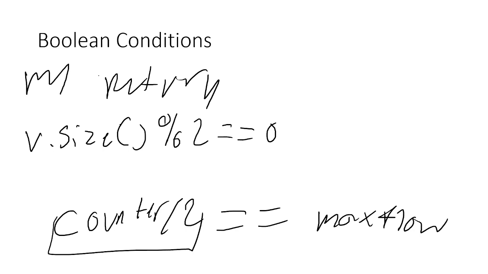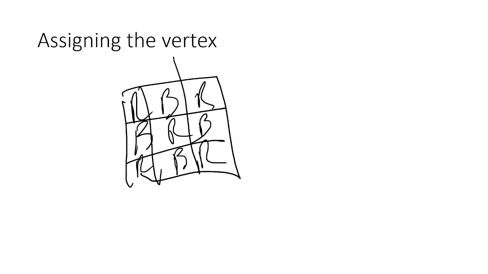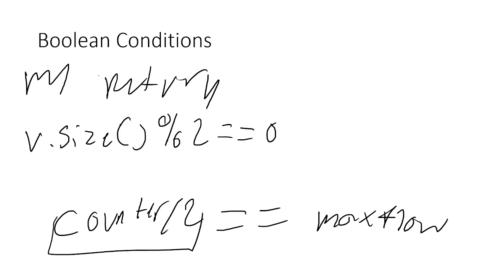If you guys have any issues with it, just tell me. But you understand the gist of it. Basically, you're making a checker pattern, connecting them. You're connecting all the red groups into the start source, and all the blue groups into the sink and end. Then your Boolean condition: is this equal to my max flow? And that's mostly just it for the assignment.